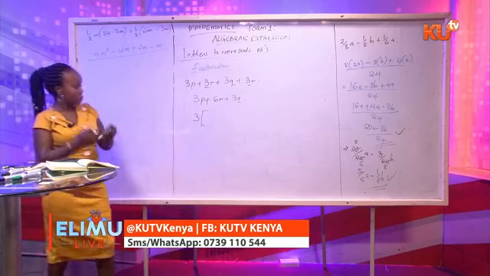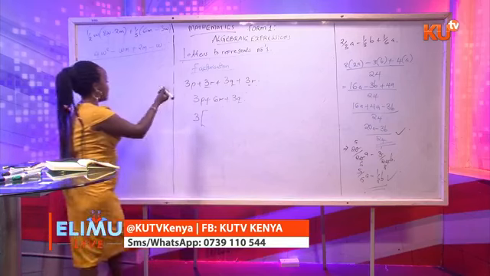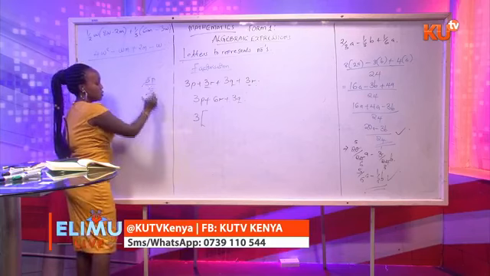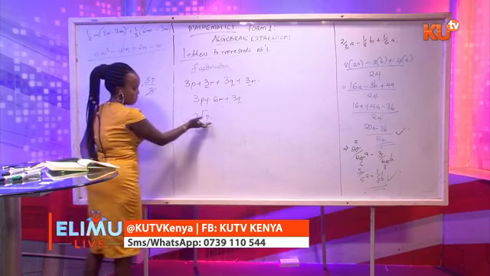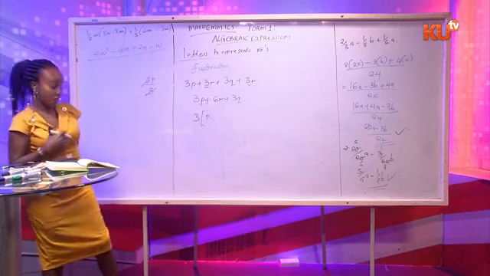So we ask ourselves, if we take 3p, we divide by 3, what are we going to get? This is just the same as saying 3p over 3. 3 will cancel out, we will remain with p. And if you open the bracket, this will be the same as saying 3 multiplied by p, which will still take you back there. That's why I said it is the reverse method of expansion.